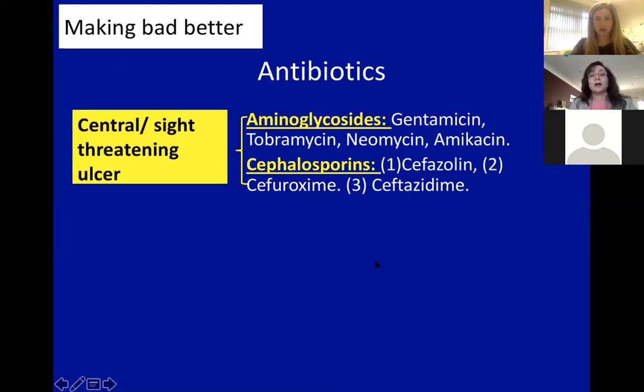In sight-threatening ulcers, our top protocol is to use an aminoglycoside and cephalosporin. So one to cover gram-positive and one to cover gram-negative, and we usually use it hourly, day and night for 2 days, then hourly day only for another 5 days, then reduce according to the response to therapy.